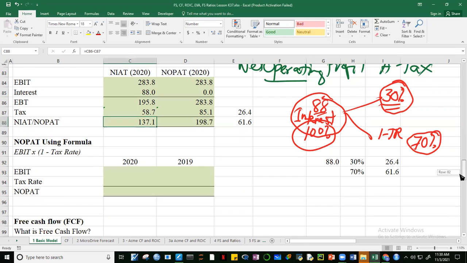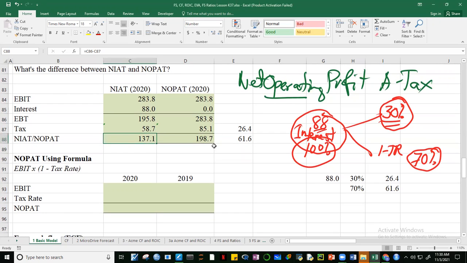Now, how did we compute for the NOPAT? We looked at EBIT, and then we subtracted interest expense, which is 0. So our EBIT will be the same as your earnings before tax, and then we just deduct the tax. It's just the same as using the EBIT and then subtracting the tax.